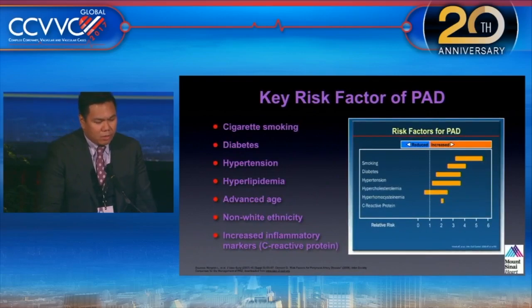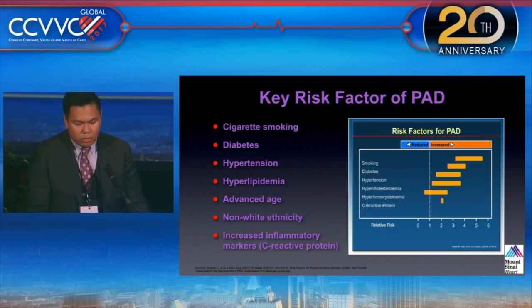The key risk factors for peripheral artery disease are very similar to coronary artery disease. As we know, it's diabetes, hypertension, cigarette smoking, high cholesterol, advanced age, non-white ethnicity, and increased inflammatory markers like C-reactive protein.